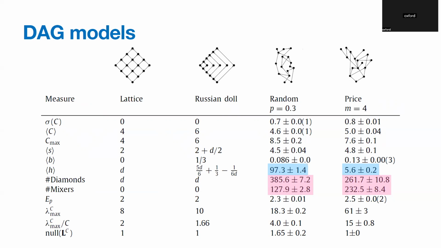So for example, for comparison, these are results for heterophily graphs and Price models that have the same density of links post-transitive reduction. So in that sense, they're comparable.